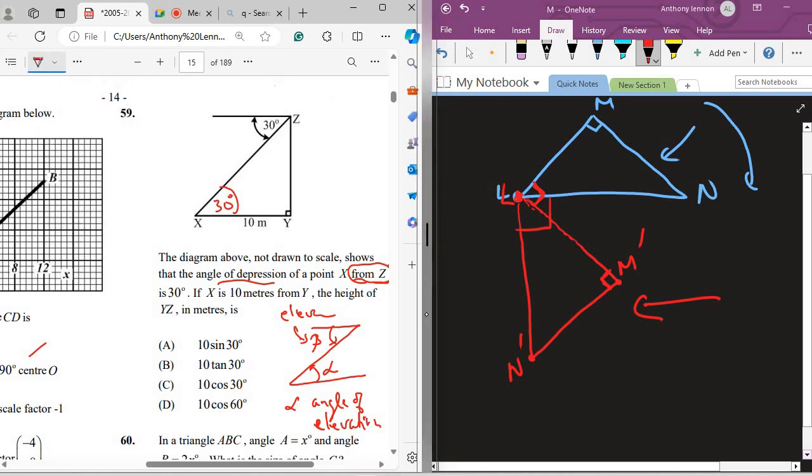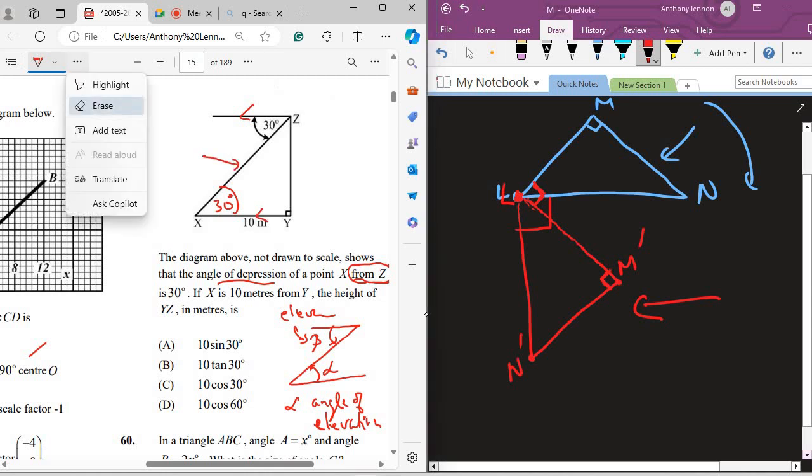Just have to memorize that concept. Once you find a Z, in other words, two lines that are parallel, here we have a line that's parallel to the next one, and this is called my transversal. The alternate angles are equal.